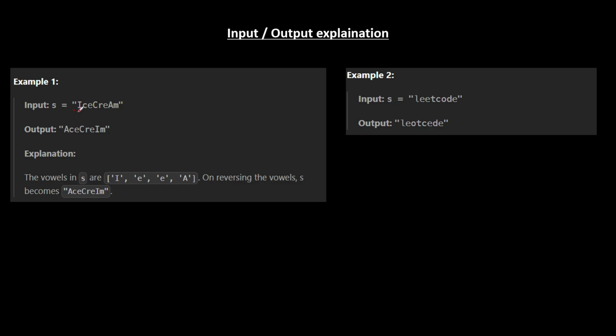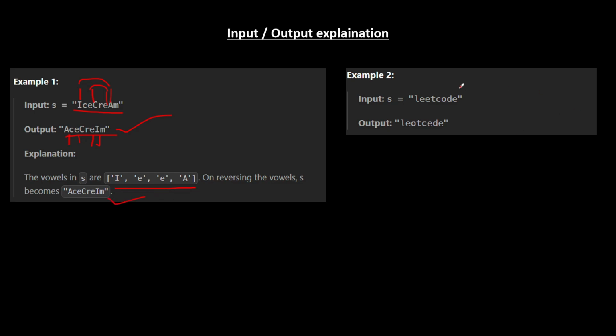What is the input given? Ice cream. Output is Ace cream, basically. So what they have done here is this is a vowel, this is a vowel, this is another vowel, and this is another vowel. Okay, what is the output? A, then here is another vowel. So what we can see is that we have swapped this vowel with this vowel and this vowel with this vowel, and we got this as the output. The vowels in S are I, E, E, A. On reversing the vowels, it becomes A, C, E, C, R, E, I, N.